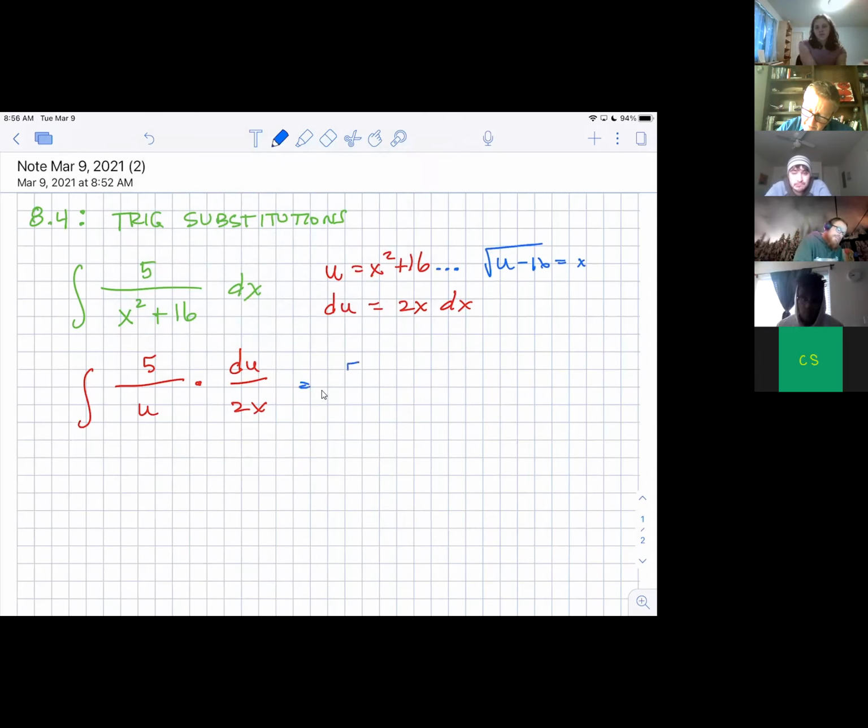So let's see. You have 5 and a 2. I'm taking the 5 halves outside, and I have 1 now over u, and there's also an x down there, which we're now replacing with the square root of u minus 16, du. Mission accomplished. Do you agree? Success. Sweet.